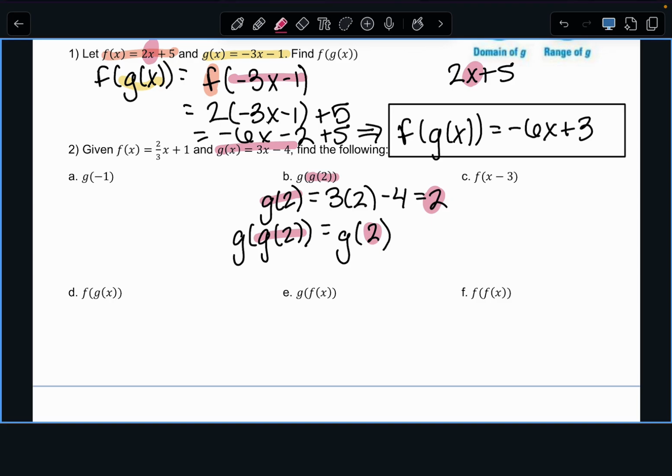Questions on how I just got to g of 2? No. I started on the inside. There's 2 g's, I know. That's okay. We take it piece by piece. We start on the inside, I do it. I did the inside, I got 2. I took the inside piece and I replaced it with what I just got. And now I have this.